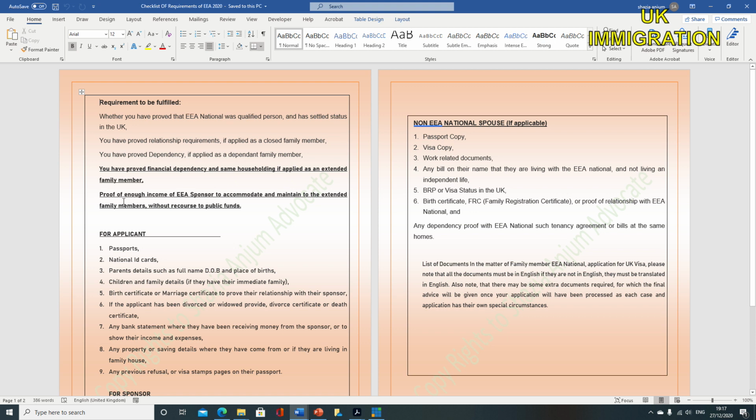And if you are an extended family member, it is very important to show your proof of enough income. बहुत सारे लोग खुद बेनिफिट्स पे होते हैं और जो अपने एक्सटेंडेड फैमिली मेंबर्स का अप्लाई करते हैं, क्लियर रिफ्यूजल. Because without recourse to public funds, you have to prove you are able to accommodate and maintain your extended family member.